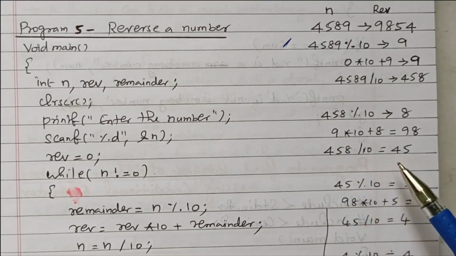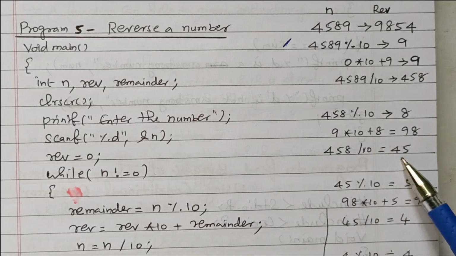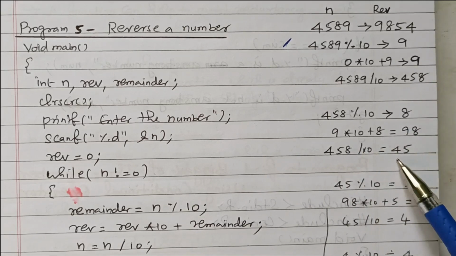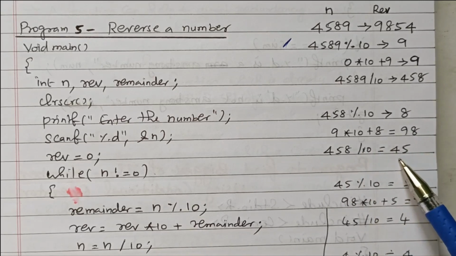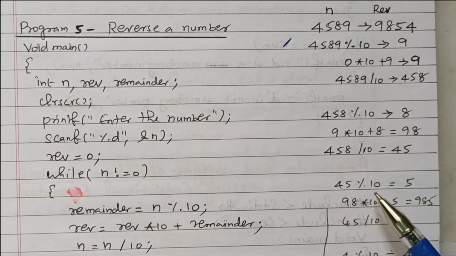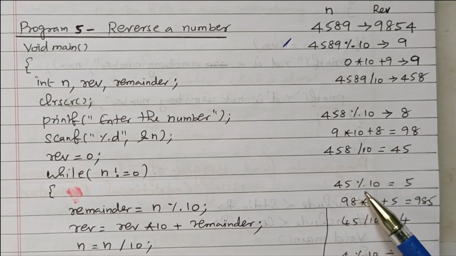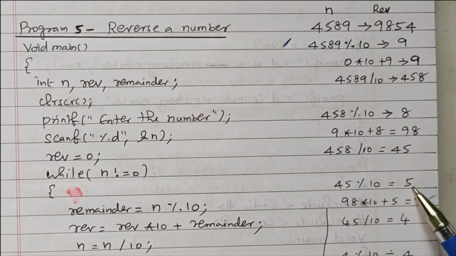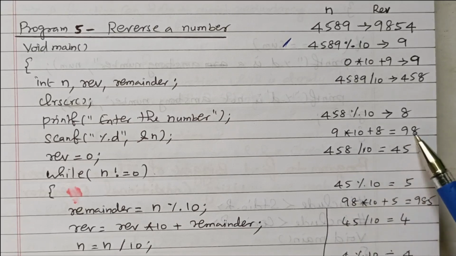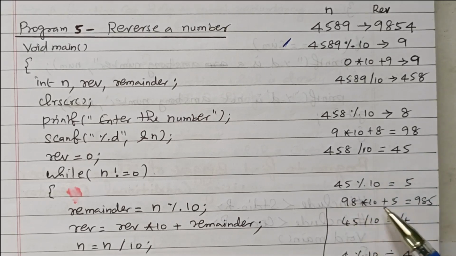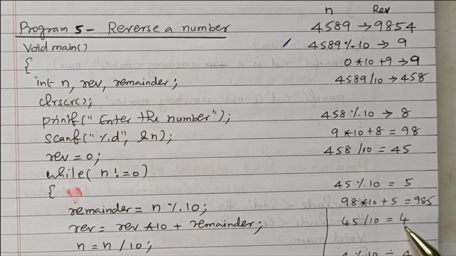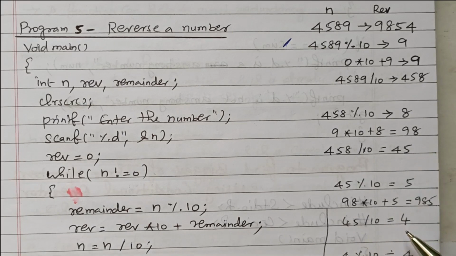Again it is divided. 458 divided by 10 means it goes 45 times. Right? So now 3 digits are changed to 2 digits. Now we go to the next again. 45 percent 10. So the remainder 5 is available. Again 98 is there. 98 into 10 plus 5. It becomes 985. Then 45 by 10 is 4. Now the 2 digits are reduced to a single digit.